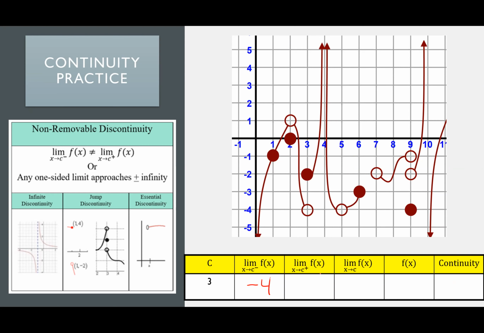Okay, at x equals 3? -4. -2. Does not exist. Non-removable. Okay, you're right, but can you be more specific with our new categories?